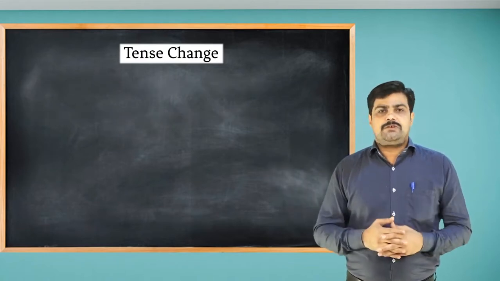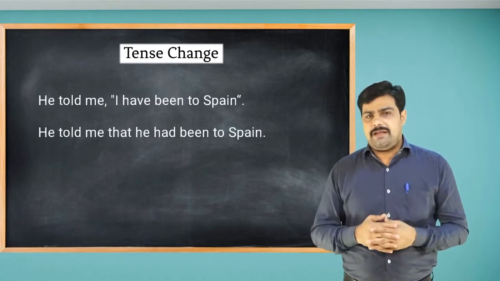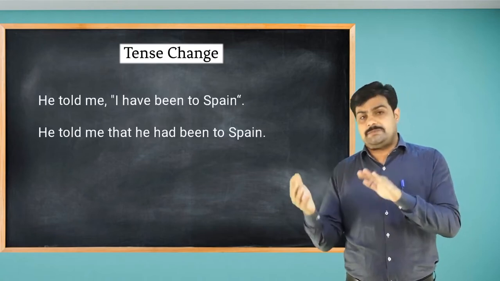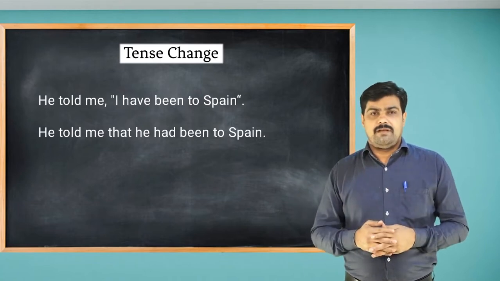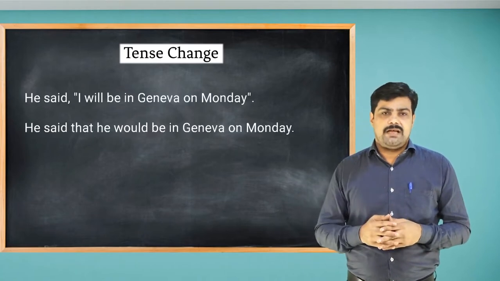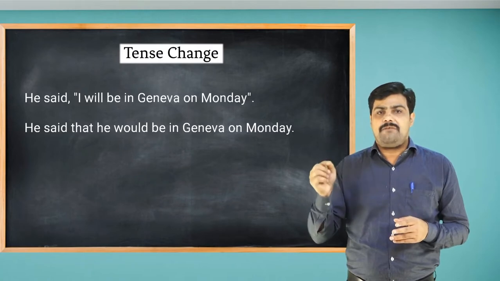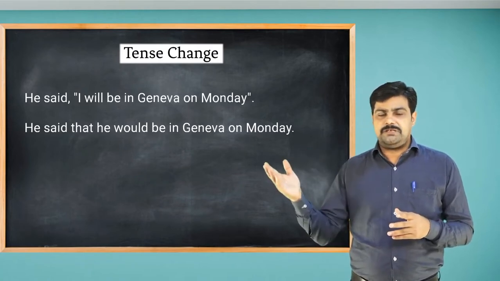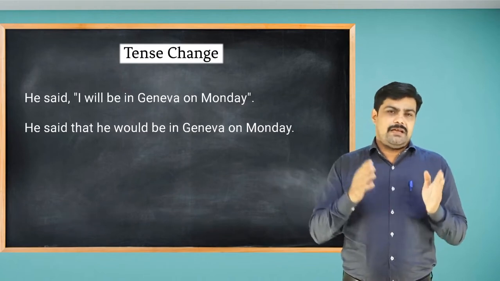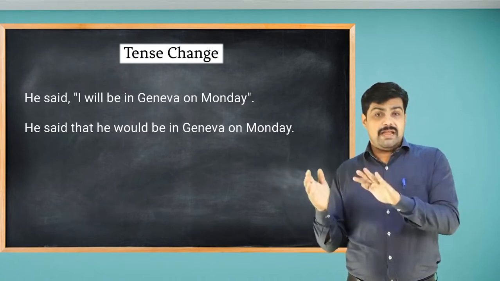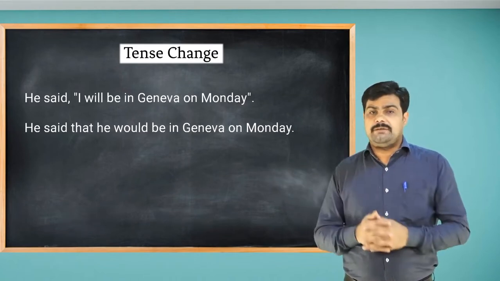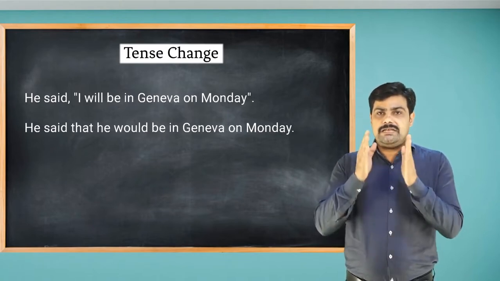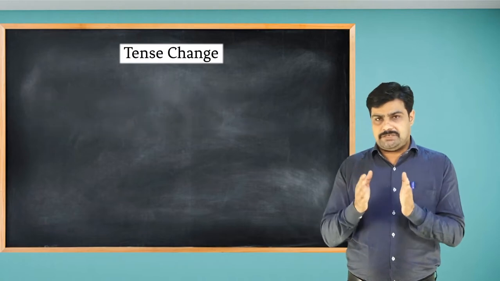Another sentence, he told me, I have been to Spain. He told me that he had been to Spain. Another sentence, he said, I will be in Geneva on Monday. The indirect speech, you see now, he said that he would be in Geneva on Monday. So you see here in these sentences that the tenses are changed.